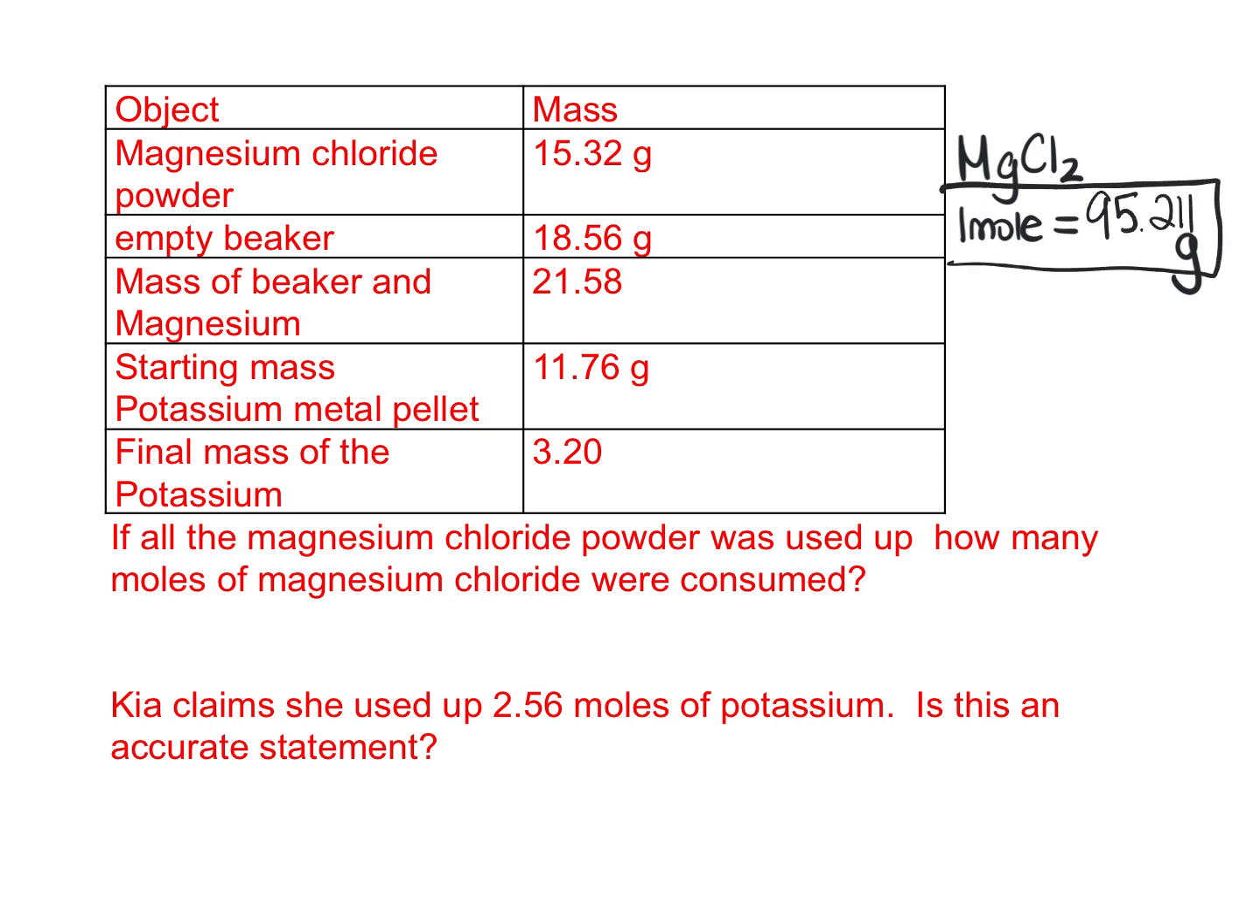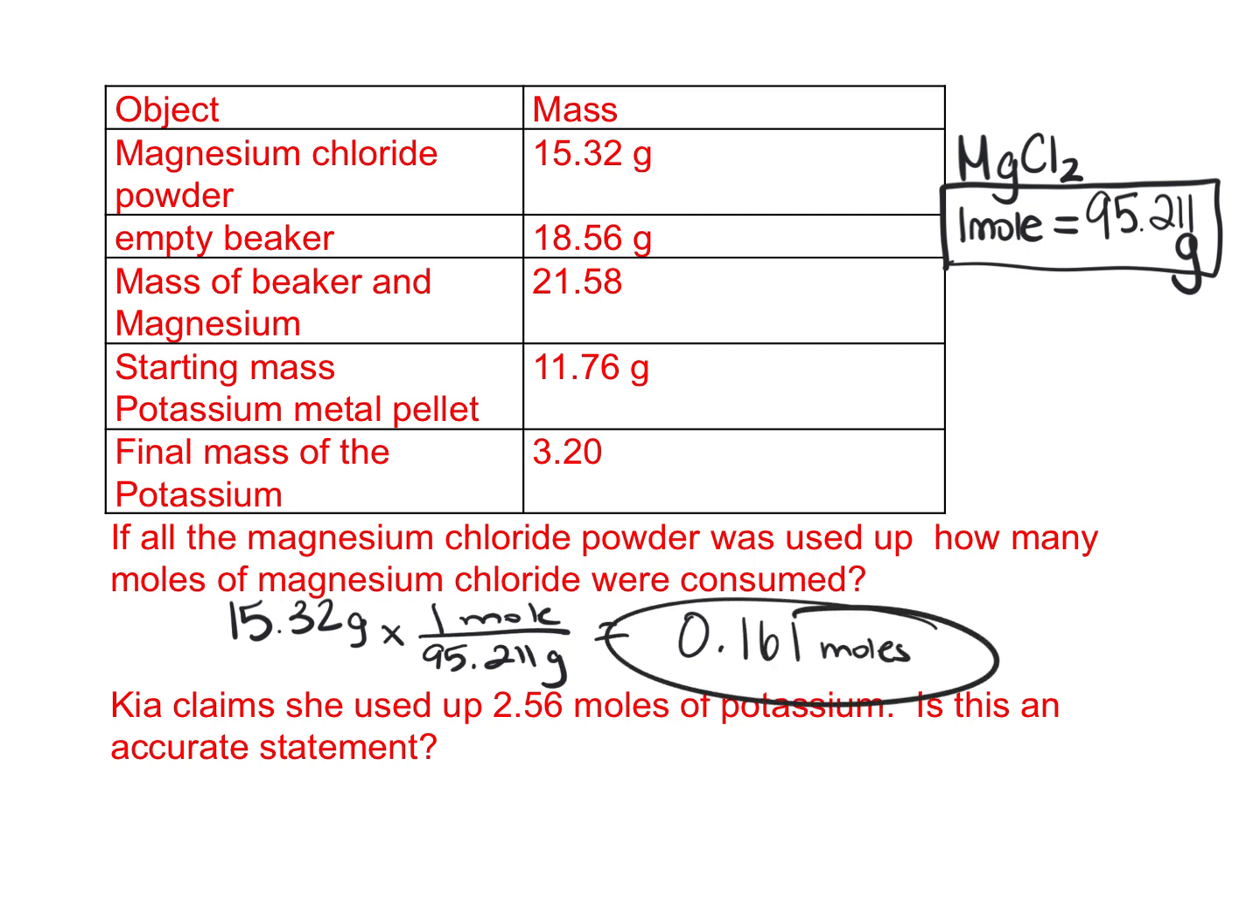So this is what I'm going to need to use in order to figure out if I have 15.32 grams, and I got that from the data table, I need to know how many moles that would be. So I know that 1 mole of the material is 95.211 grams. So you should get an answer of 0.161 moles of magnesium chloride.